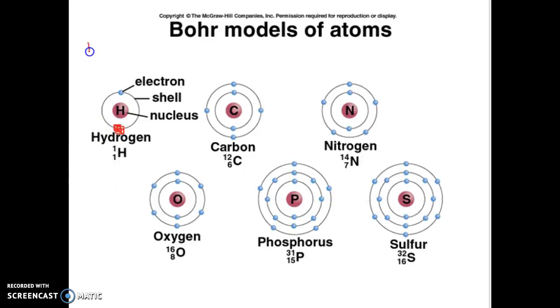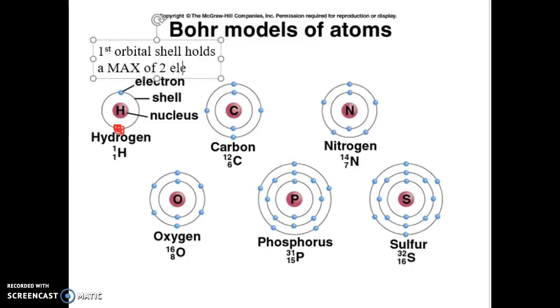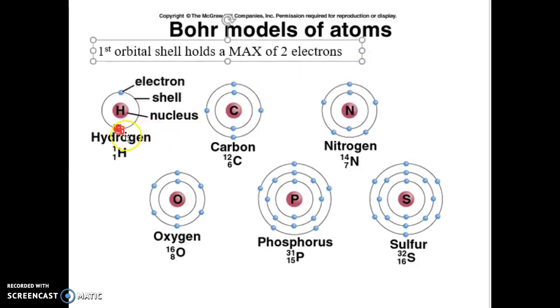So things to remember, the first shell, let me do this with a text box, it'll be a lot cleaner and easier for you guys. Okay, so the first orbital shell holds a maximum of 2 electrons. Alright? So that's why hydrogen is looking for 1 more electron, because it wants to get 2. It wants to have a full orbital shell.